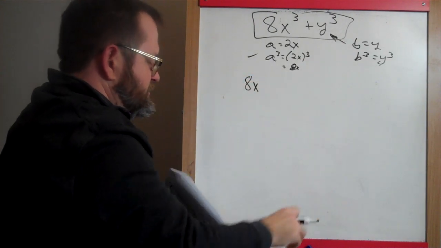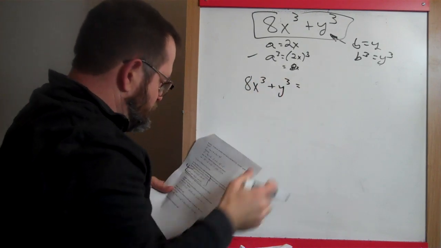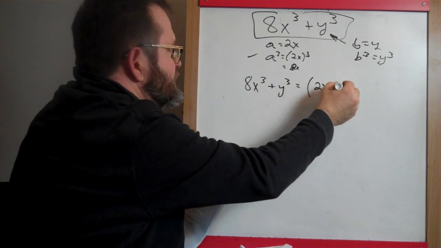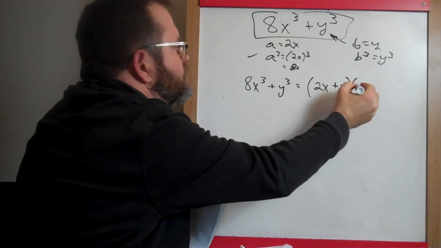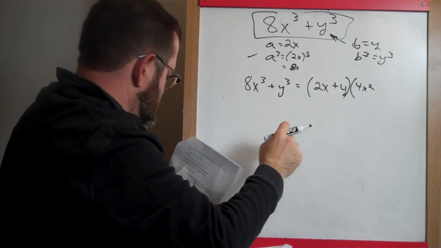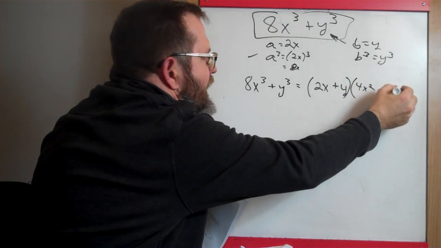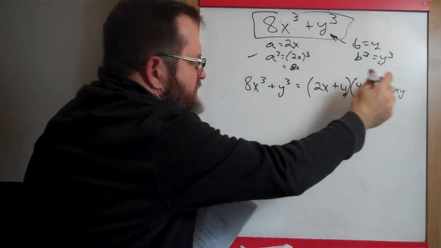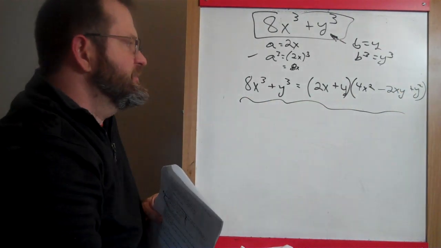This perfect cube plus this perfect cube is equal to, let's see, at the top of the two rules right there, a plus b, where a is 2x and b is equal to y, times a squared, which is 4x squared, minus ab, 2xy, times b, plus b squared. B was just equal to y. All right, and that's a perfectly good factorization of this.